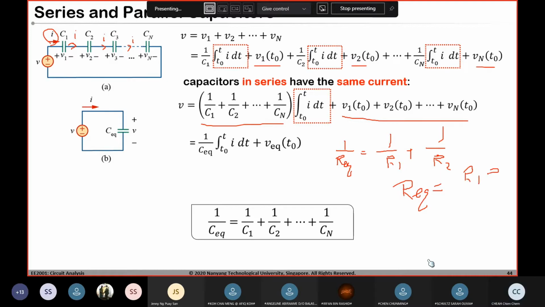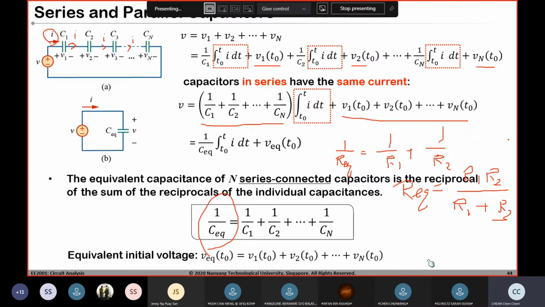If you have only two capacitors, you can use this directly. If you have more capacitors in series, the same as the resistors, it's better to use this: 1 over C1 plus 1 over C2 plus 1 over Cn, then you invert it to get Ceq. Any questions? So to summarize, for series, you add up 1 over capacitance, and then you invert it to get your equivalent capacitance. Parallel is easier, just add them up directly.